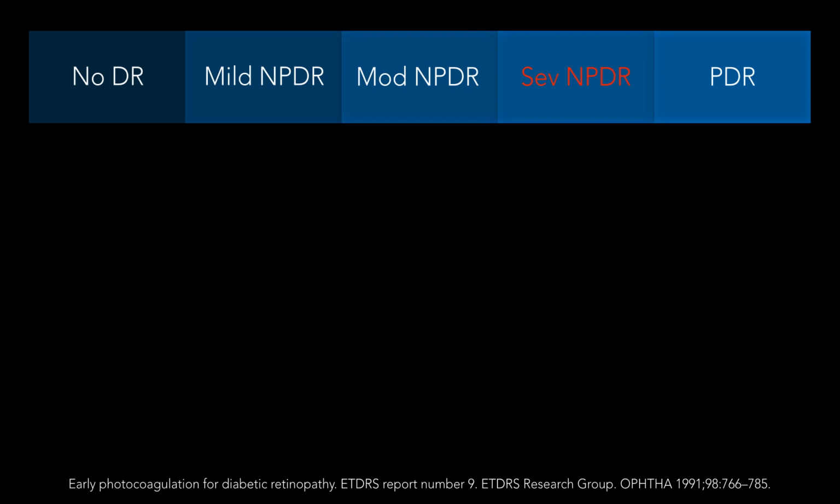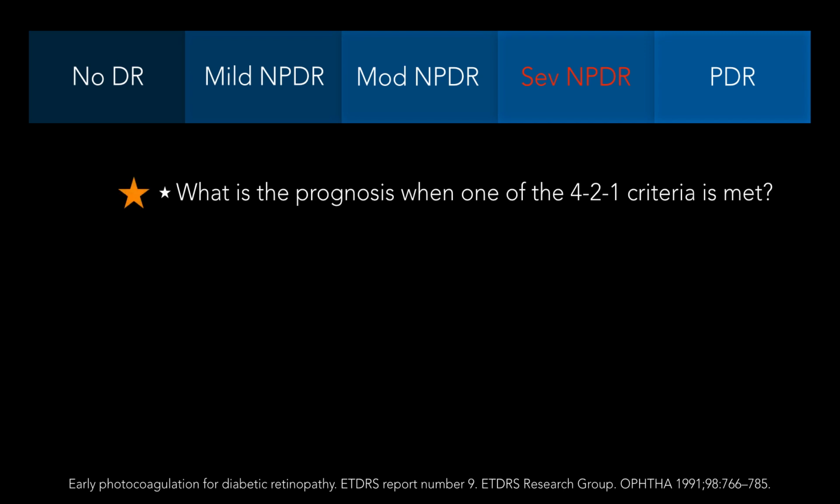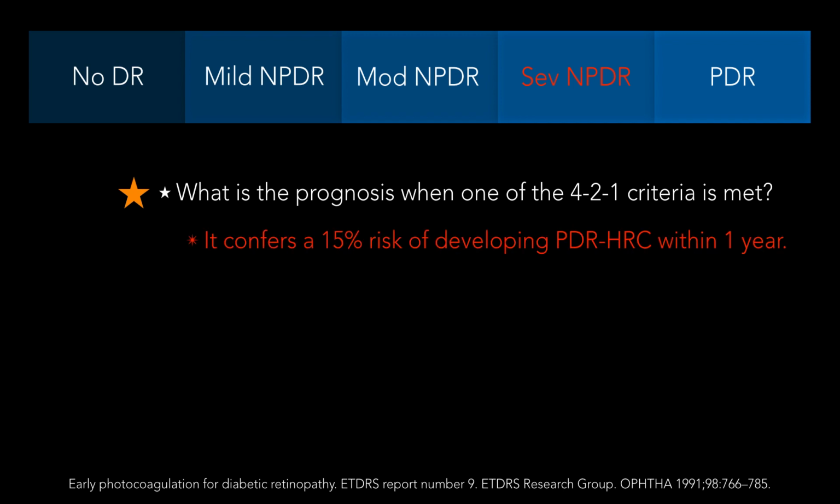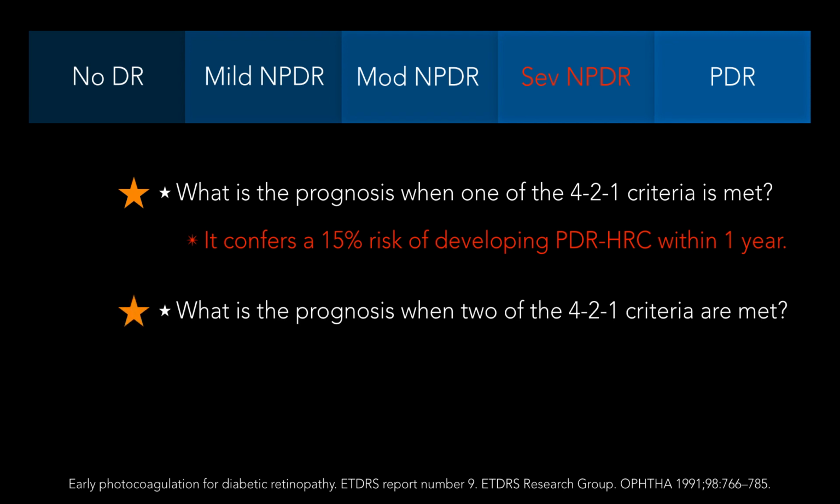Okay, so what is the prognosis for a patient when they have one of the 4-2-1 criteria met? Josh, do you know? Like whether or not they're likely to develop PDR. Exactly. I think it's like a third, and that's a little bit less. That's 15% in 1 year will develop high-risk criteria. And then the definition of very severe NPDR is having 2 of the 4-2-1 rule met, right? And then they triple their risk. So they have a 45% chance of developing PDR HRC in a year.